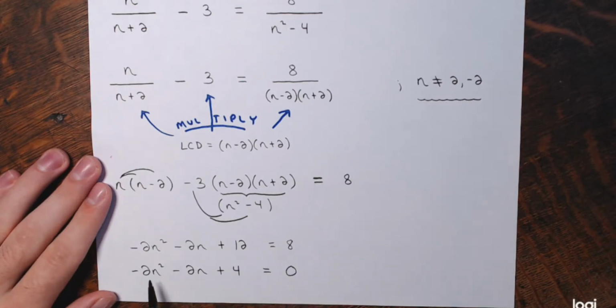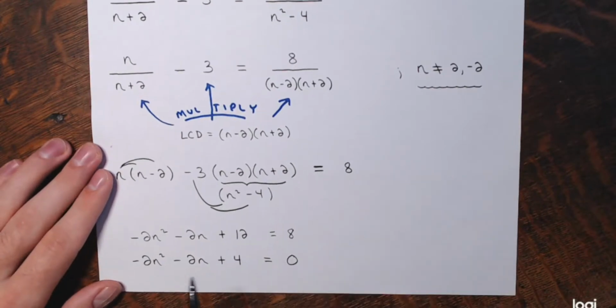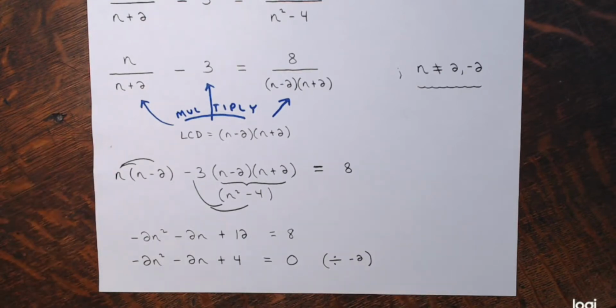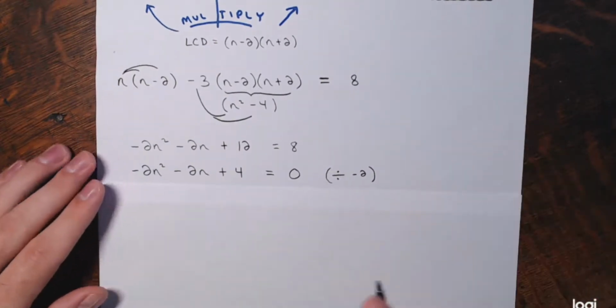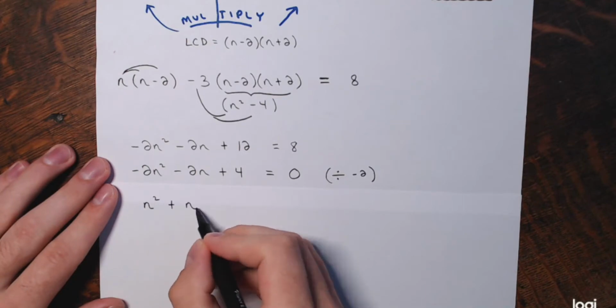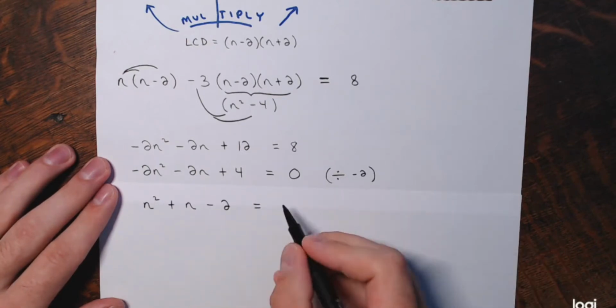And one thing I like here is that every coefficient is a multiple of 2. And I usually don't like a negative lead coefficient. So to make all the numbers nicer and smaller, I'm going to divide both sides by negative 2. All right, dividing both sides by negative 2. So that'll make the left side n squared plus n minus 2. And 0 divided by negative 2 is still 0.